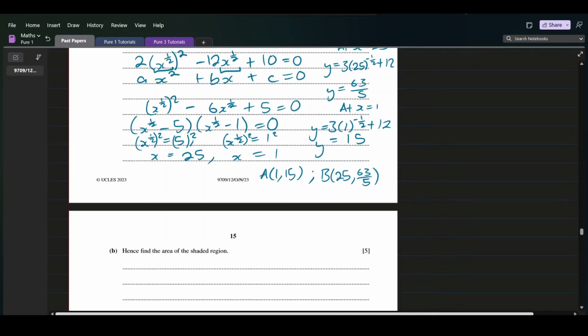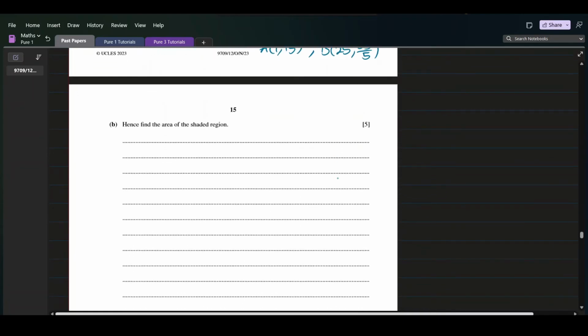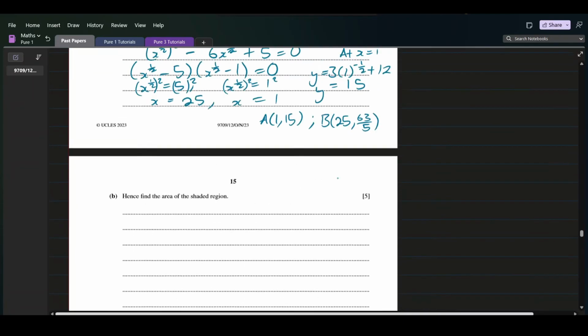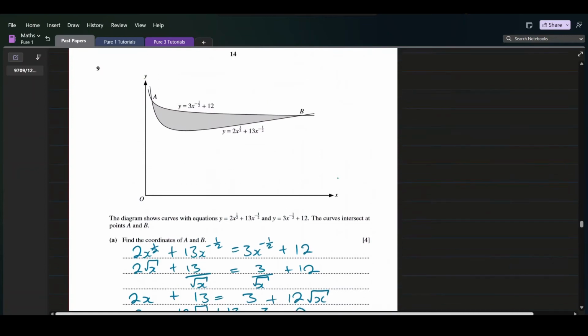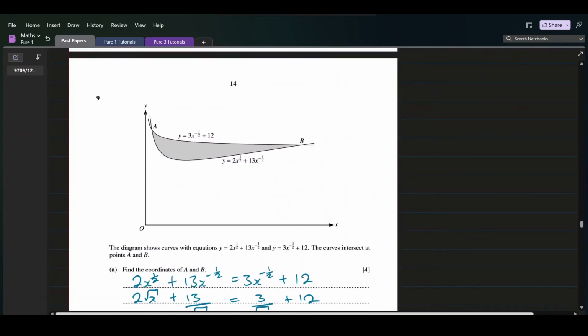Let's move on to part B. Hence find the area of the shaded region. Okay. So to get our shaded region, we're going to integrate. So we're going to say the curve that's on top minus the curve that's on the bottom. And our limits would be at A, which is 1, and B, which is 25.